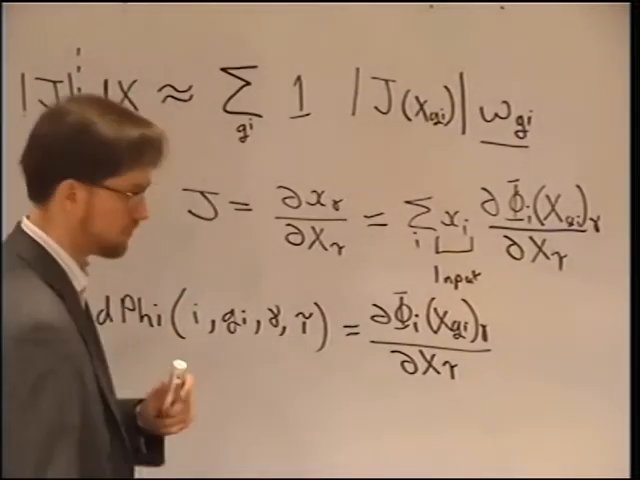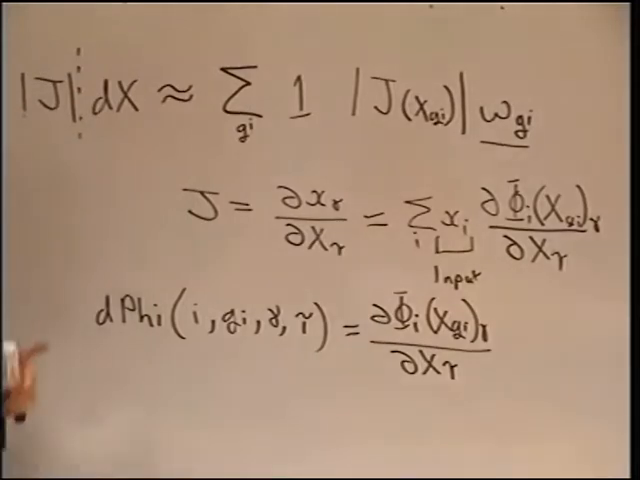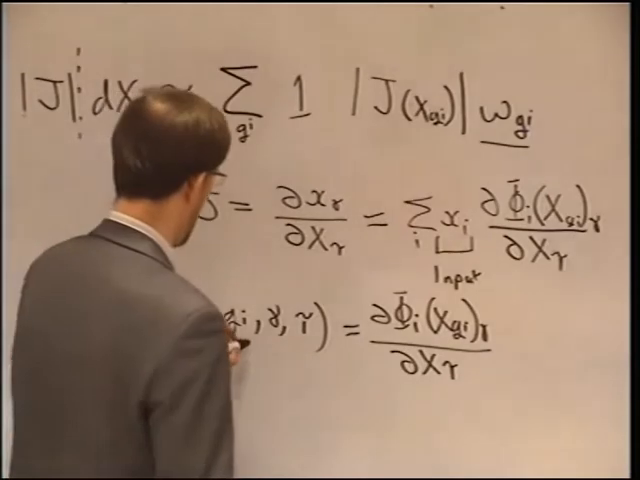Yeah? So in the affine case, this matrix is the same for all elements? So in the affine case, it's the same for all quadrature points. So in the affine case, that goes away.